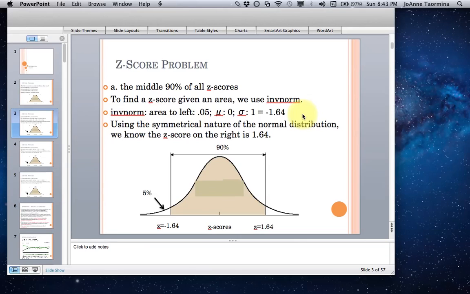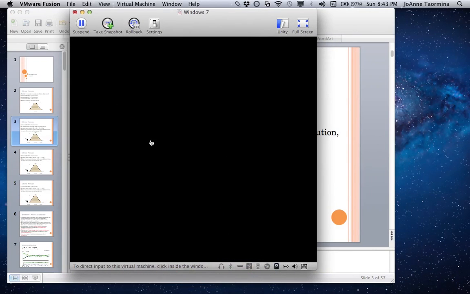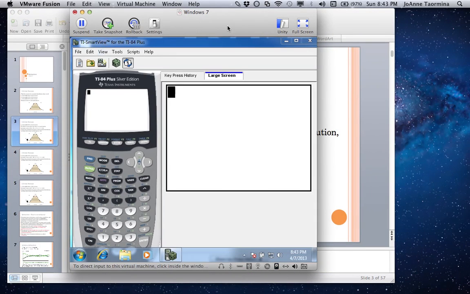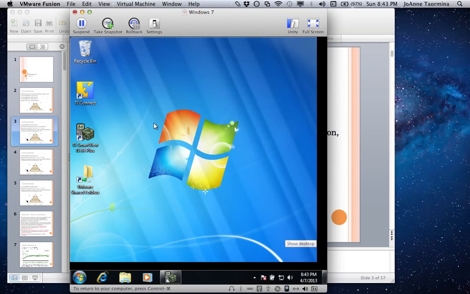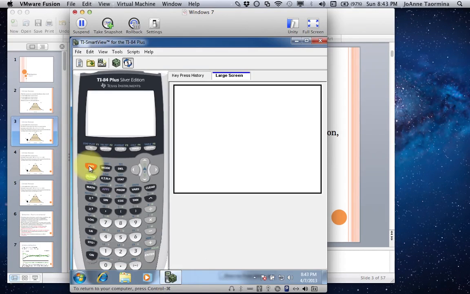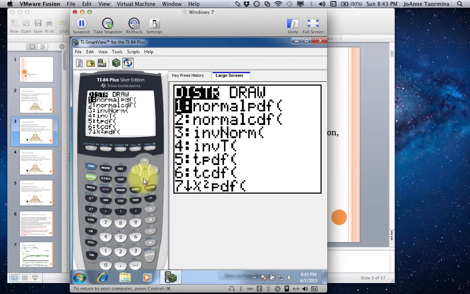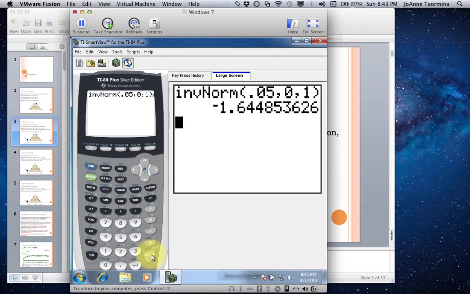So let me just verify how we do this on the calculator. Let's go into our calculator, going to the invNorm function. Remember where that is. invNorm is in second DISTR. So second DISTR, invNorm is number 3. Area to the left we're going to put in as 0.05. The mean is 0, standard deviation is 1. Paste it. And we have, rounded to 2 places, negative 1.64.